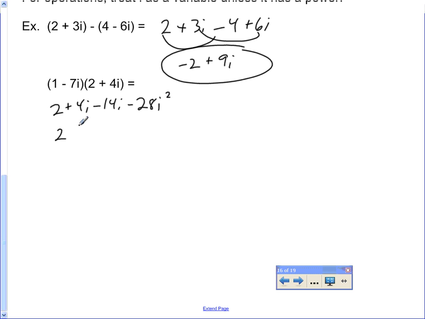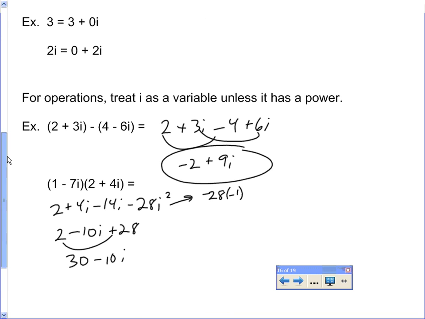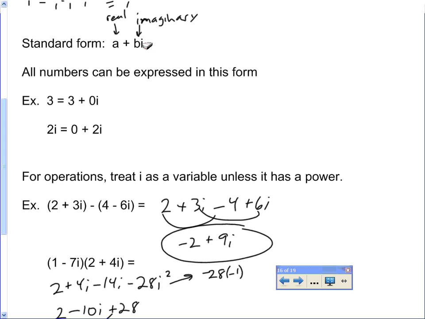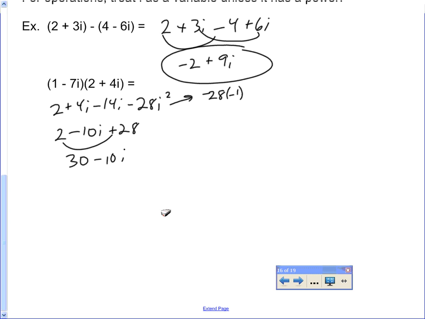I'm going to rewrite this. So 4i minus 14i is going to be actually negative 10i. This turns into negative 28 times negative 1, which is plus 28. And I can combine like terms here to get 30 minus 10i. You should always only have 2 parts. It should always break down into some number in standard form, where you have a real part and imaginary part.